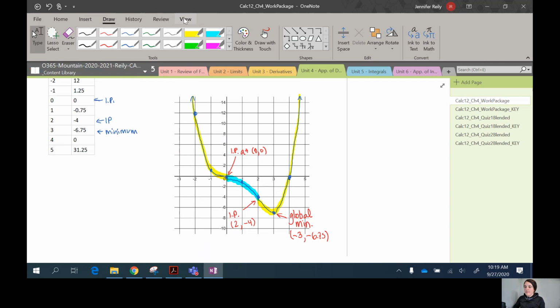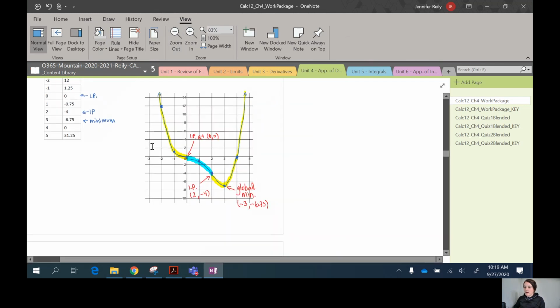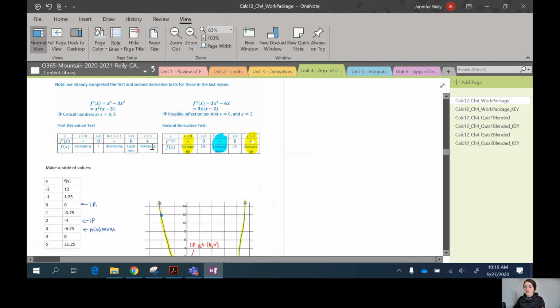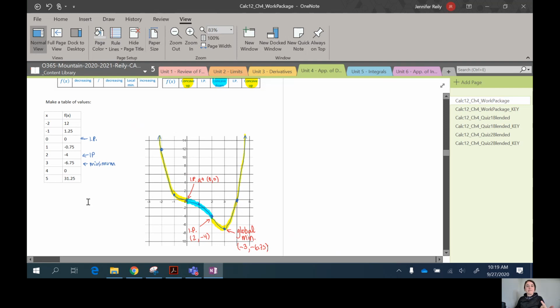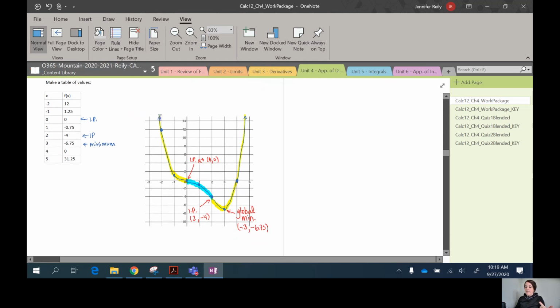Okay, so let's just review. Do the first derivative and the first derivative test. Second derivative test. Make a table of values. Definitely include your key points on there. Sketch, plot the points. And then from the concavity, you can tell the shape of the graph. And then you want to label at the very end. Okay.